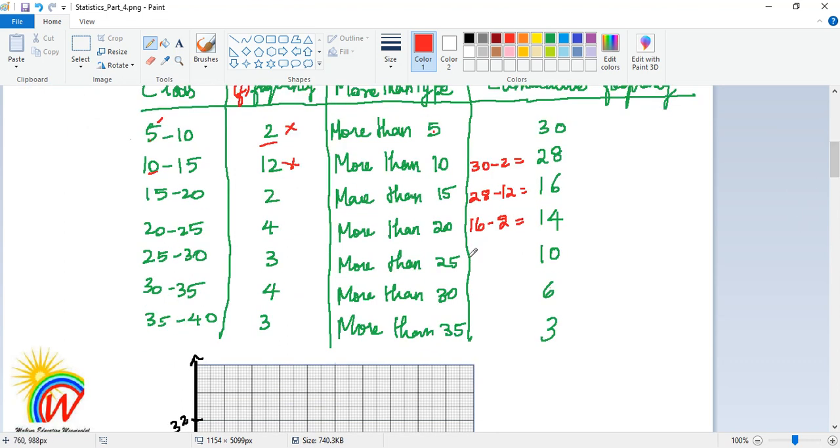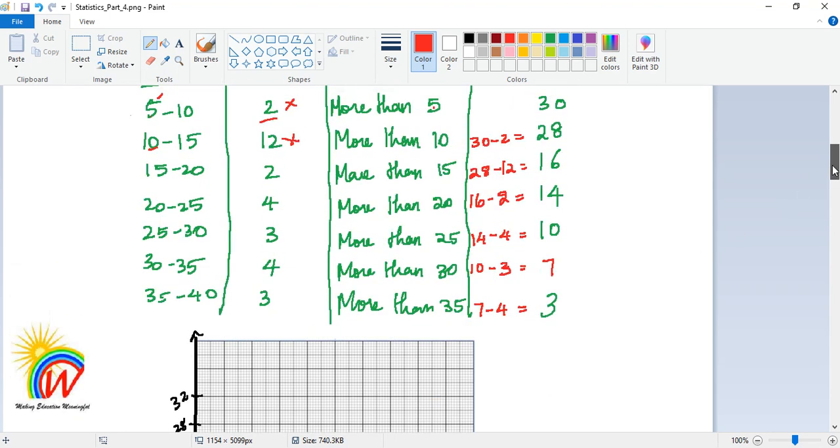So this is going to be 14 minus 4, giving 10, and then 10 minus 3, which is 7, and then 7 minus 4, which equals 3. So this is how you will get it.